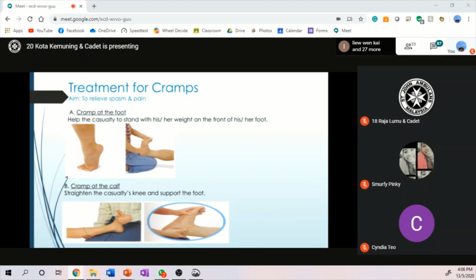Then for cramp on the calf, it is something like the first one, but your other hand must be massaging the calf, and the other hand will help them to stretch. Just push the foot in the direction of the casualty.